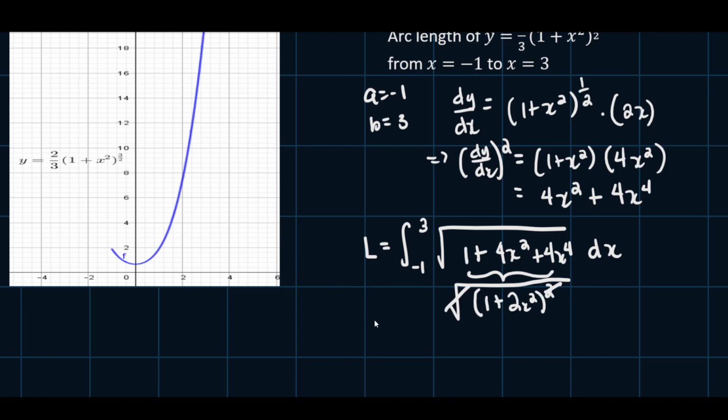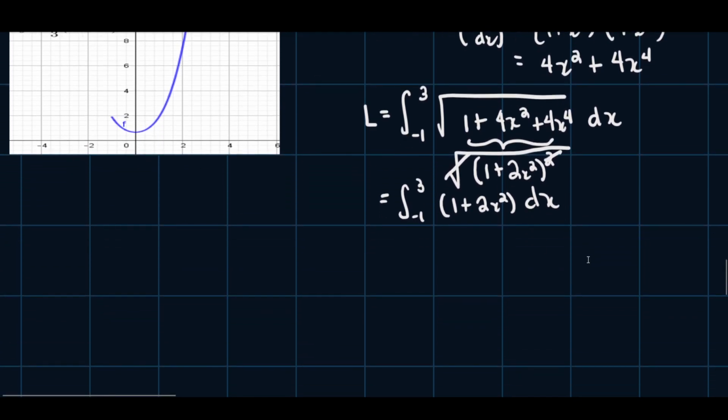So, we're left with the integral from -1 to 3 of 1 plus 2x squared dx. Now, solving this is relatively easy kasi power rule lang ang gagamitin natin. So, we have x plus 2/3 x cubed. We evaluate from -1 to 3.